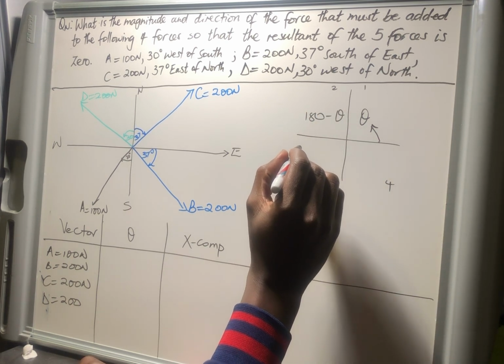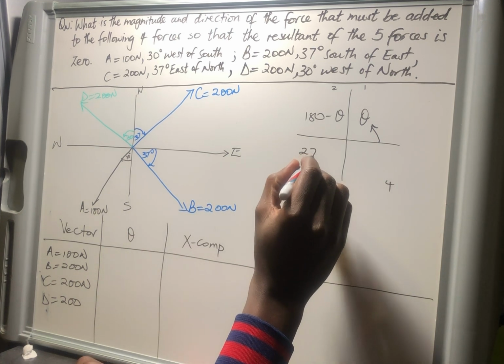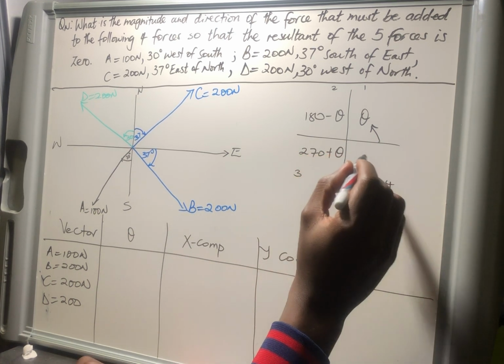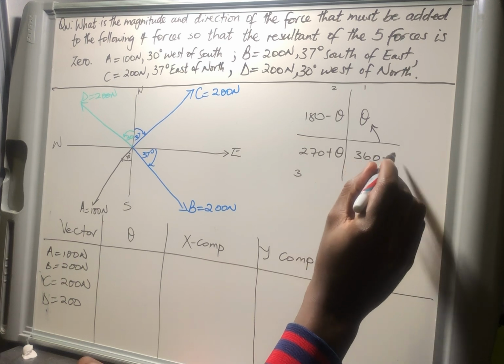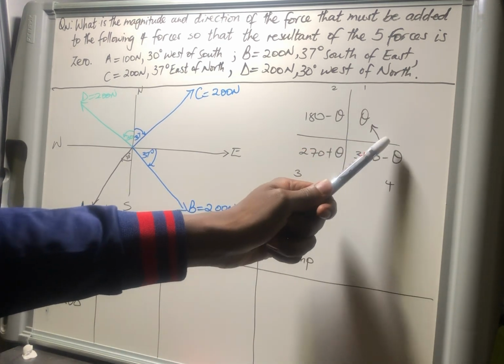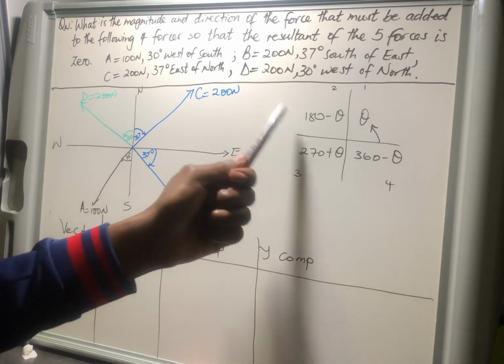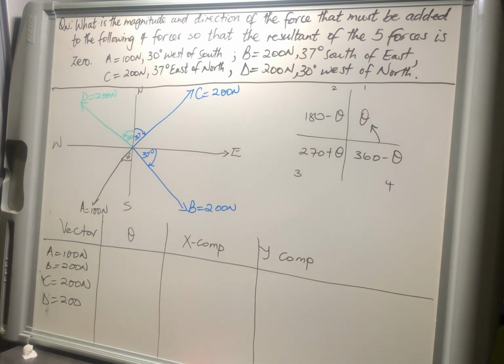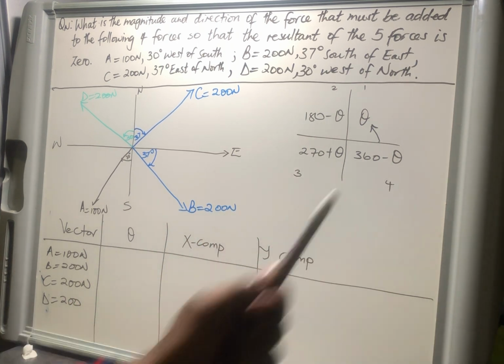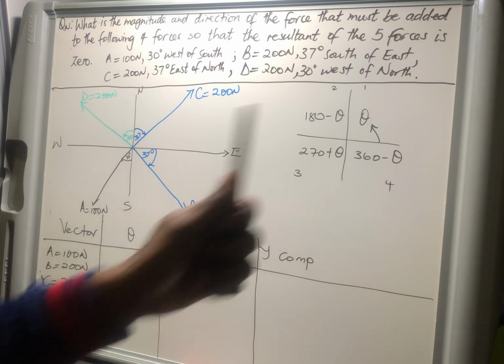The rule here, what is it? It's either 270 plus theta. Let's go with that. It's 270 plus theta. Here it's 360 minus theta. So you expect the angle here to be between 0 and 90. You expect the angle here between 90 and 180. You expect the angle here between 180 and 270. You expect here to be between 270 and 360 degrees. Nothing less.